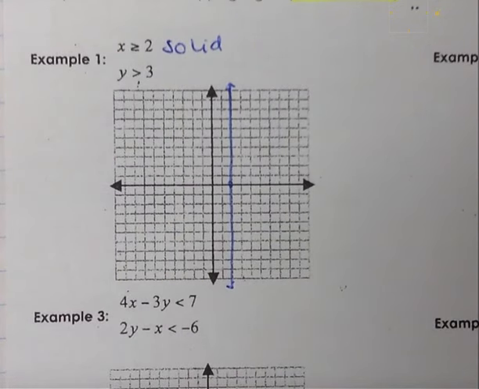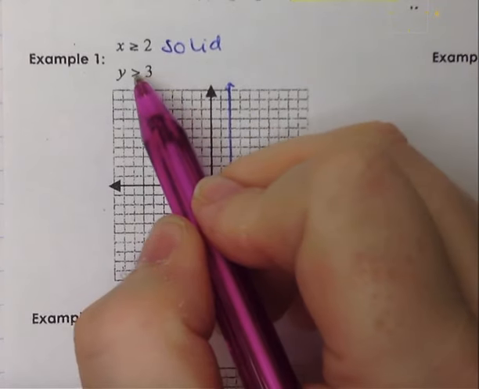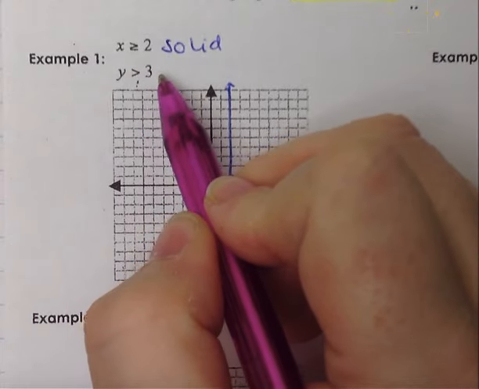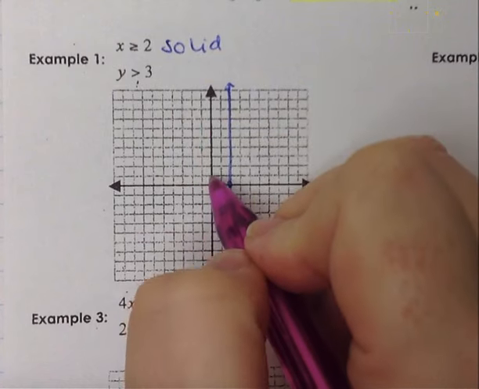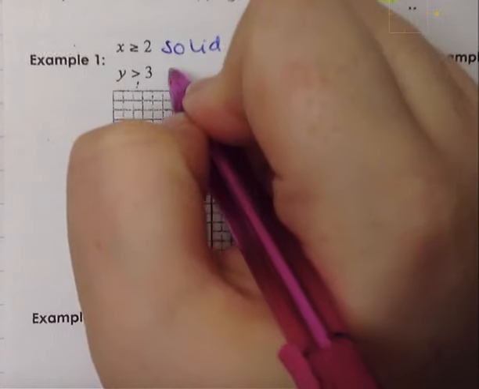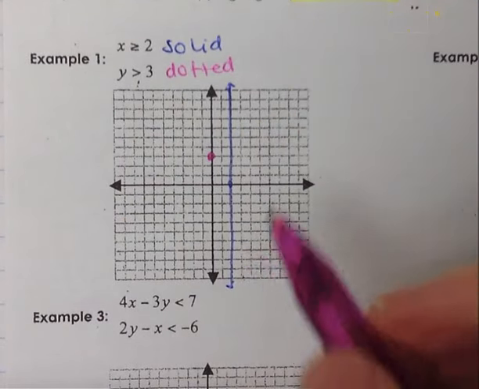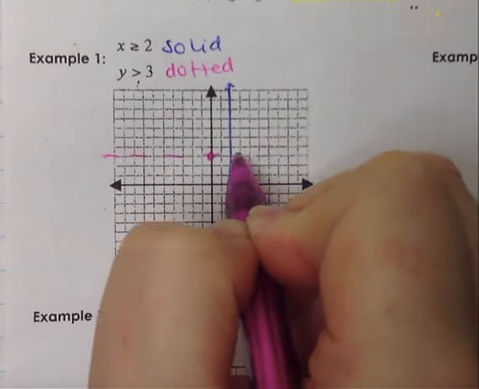And then for my y is greater than 3, I'm going to put that in pink. This is going to be a horizontal line because this is a y value, but no x, so it's going to be horizontal. So I want y is greater than 3, so I go to 3 on the y-axis. But this will be a dotted line because it does not have the equal to sign. So I'm going to have a dotted line at y is 3.